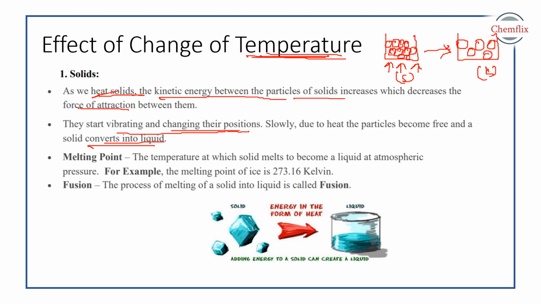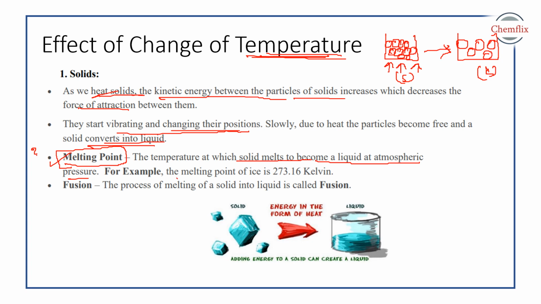Now you know caramelizing sugar, right? When you are heating sugar, what happens? It just changes its state, from solid state to liquid state, right? Now melting point. The temperature at which a solid melts to become a liquid at atmospheric pressure is called the melting point. So one question is there, a one mark question: what do you mean by melting point? Melting point is a fixed temperature at which a solid melts to become a liquid at the atmospheric pressure. Listen here, at the atmospheric pressure, that you have to point out.